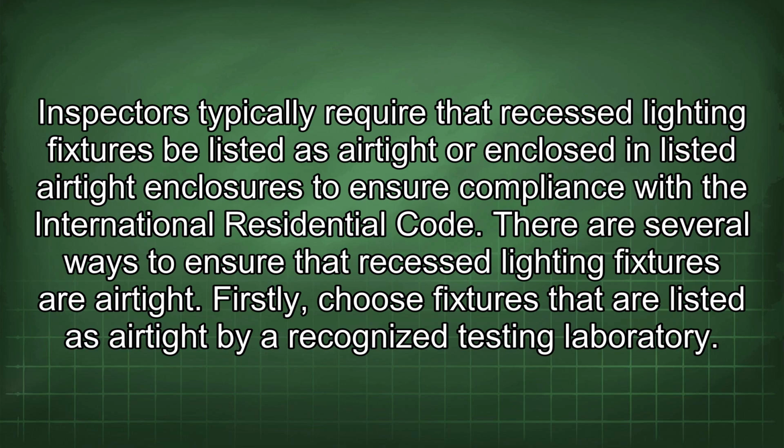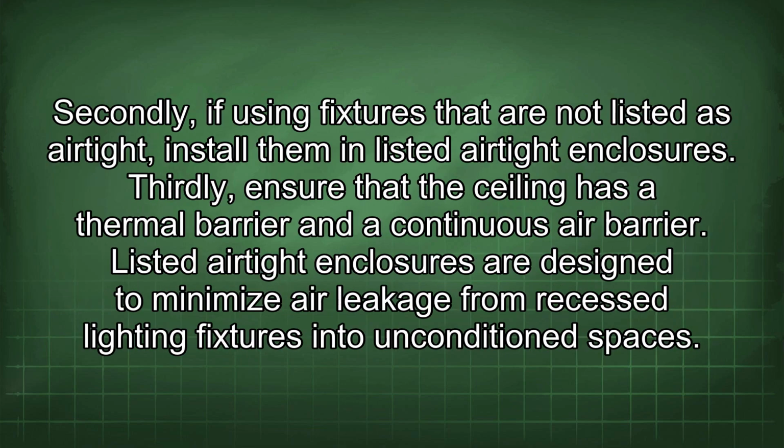There are several ways to ensure that recessed lighting fixtures are airtight. Firstly, choose fixtures that are listed as airtight by a recognized testing laboratory. Secondly, if using fixtures that are not listed as airtight, install them in listed airtight enclosures. Thirdly, ensure that the ceiling has a thermal barrier and a continuous air barrier. Listed airtight enclosures are designed to minimize air leakage from recessed lighting fixtures into unconditioned spaces.